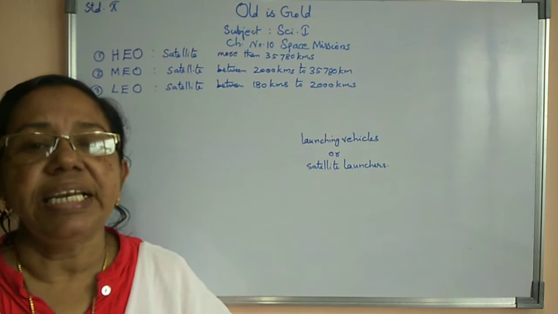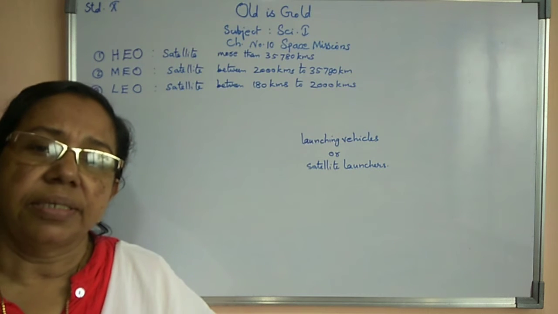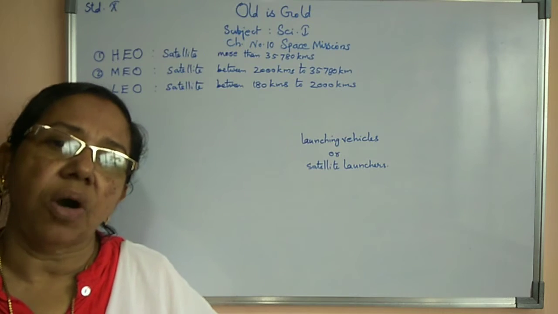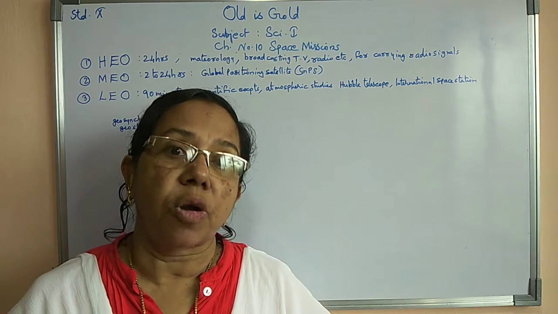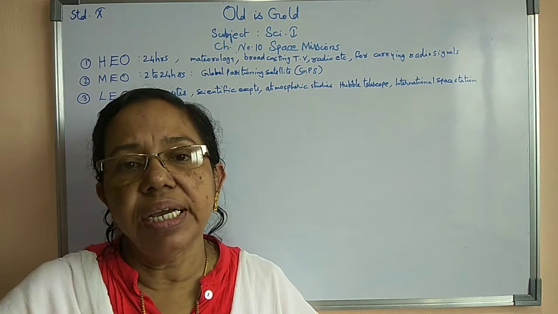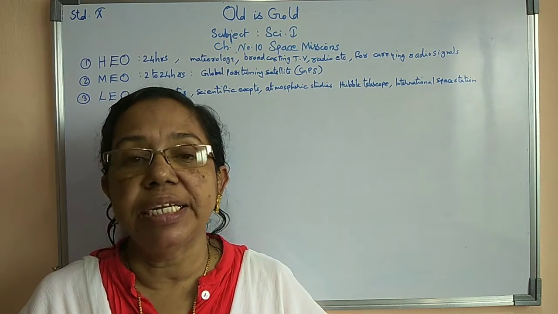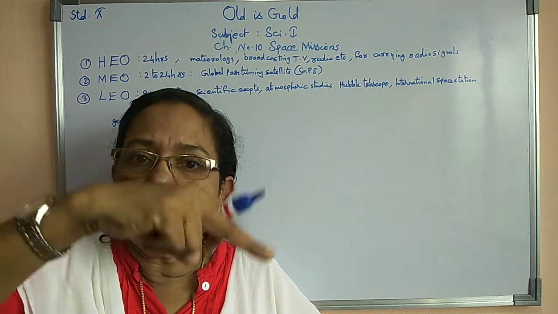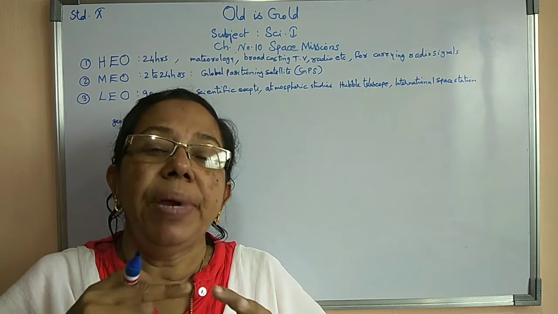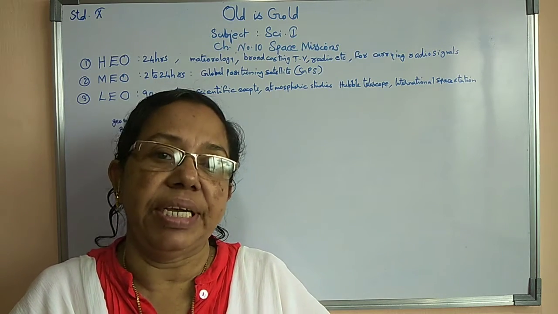Now we will study in detail about high Earth orbit, medium Earth orbit as well as low Earth orbit. High Earth orbit takes 24 hours for revolving around the Earth. Then high Earth orbit's speciality is that it is moving around the equator. As a result, we can say that it is moving parallel to the Earth's surface.